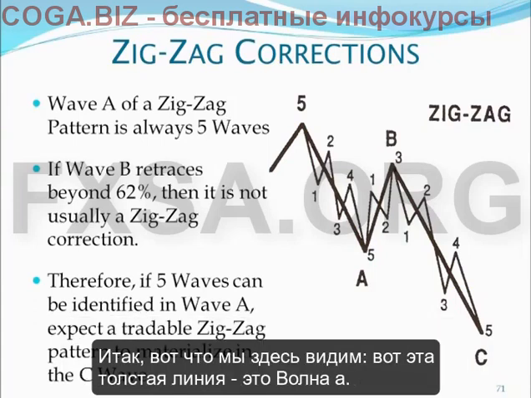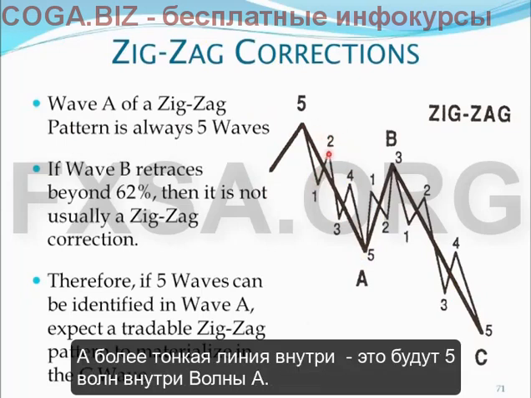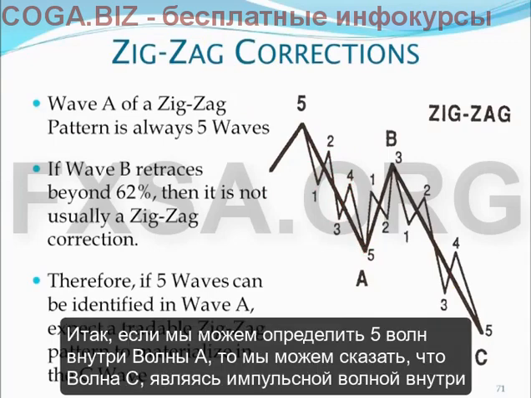So what we're looking at here, this thicker line is the A wave, and inside the thinner line are going to be our 5 waves inside of that. So if we can identify 5 waves inside of A, then what we're saying is that the C wave, the impulse wave within the correction wave, is going to be a tradable wave.